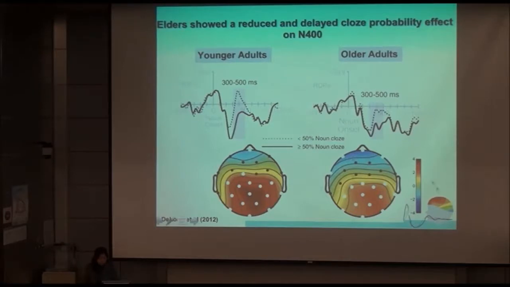Here is the finding from young adults. As expected, the low Cloze word elicits a greater N400 between 300 to 500 milliseconds, and the distribution is central posterior. But this is the data from older adults, and the data show they still show a significant predictability effect, but the N400 is much reduced and also delayed in time. They still show the central posterior distribution, but in much smaller magnitude.